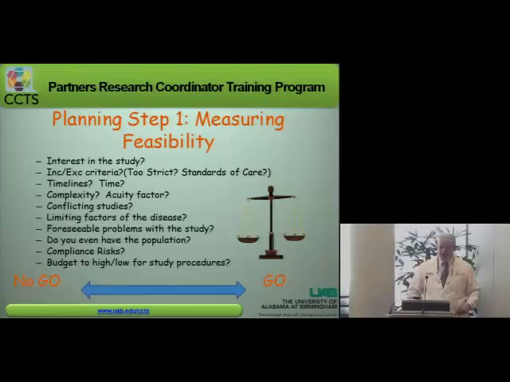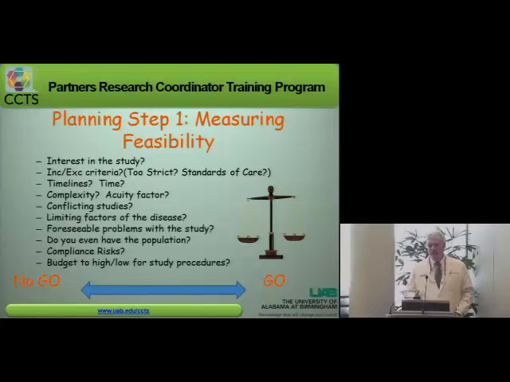Okay, let's go to the planning for the feasibility of a study. How is the interest? Does your PI, does your institution have an interest in a study? The second aspect is, what is the inclusion criteria? Like I said earlier, is it too strict? Is it above standard of care? What does it look like?